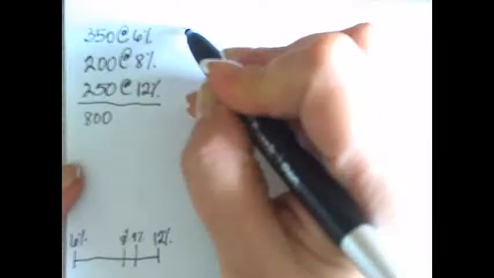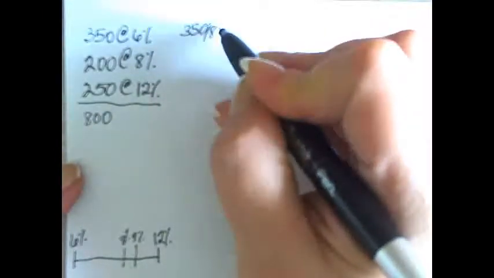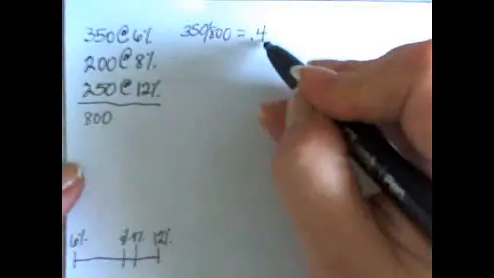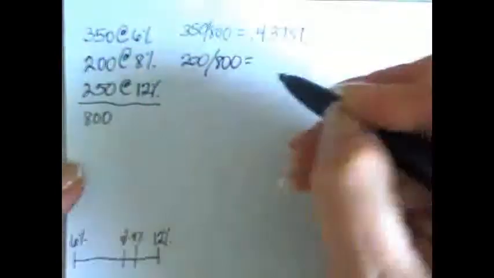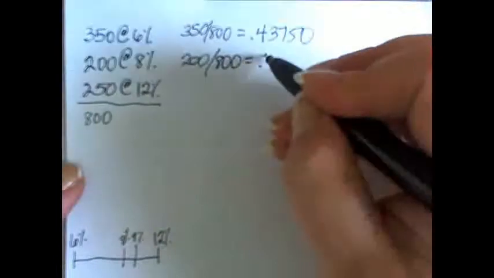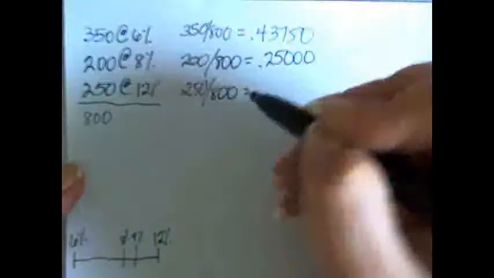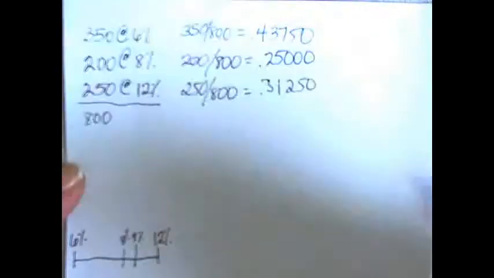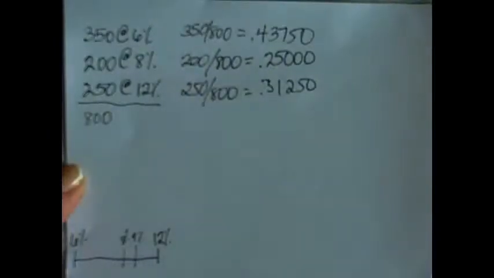So that means in the next column, I'm taking 350, dividing it by 800, the total amount, and that gives me 0.43750. And then 200 divided by 800, and that gives me 0.25000. And then in the third line, 250 divided by 800, and that gives me 0.31250. Those decimals or those percentages indicate the weight of each loan.